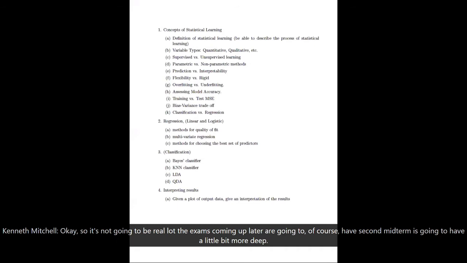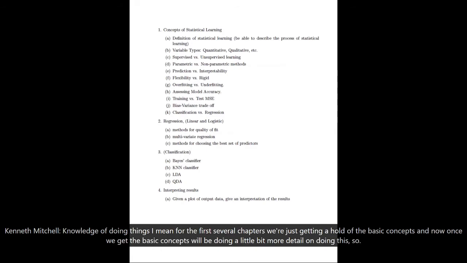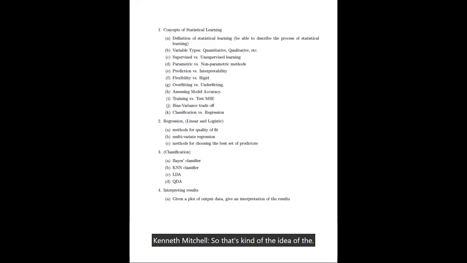Okay, so it's not going to be a real lot. The exams coming up later, of course, the second midterm, is going to have a little bit more deep knowledge of doing things. For the first several chapters, we're just getting hold of the basic concepts, and now that we've got the basic concepts, we'll be doing a little bit more detail. So that's kind of the idea of the exam.